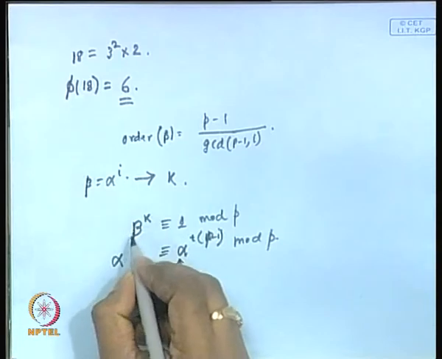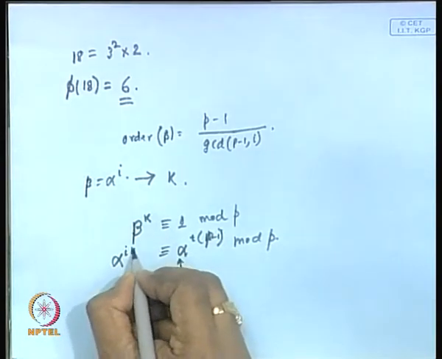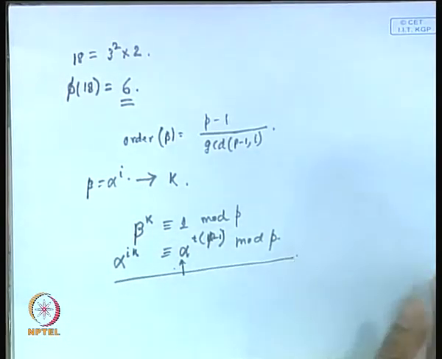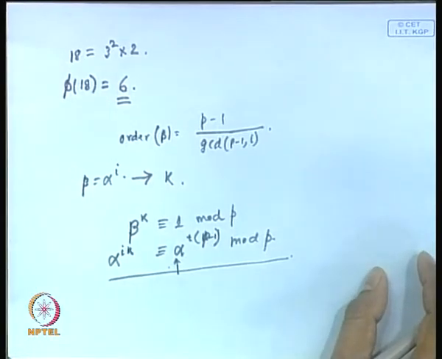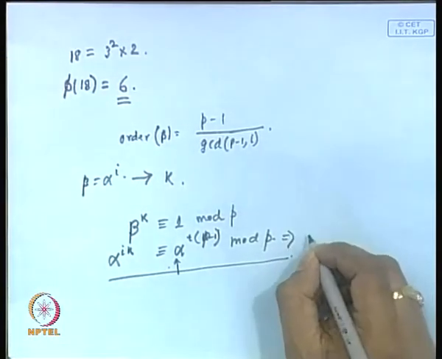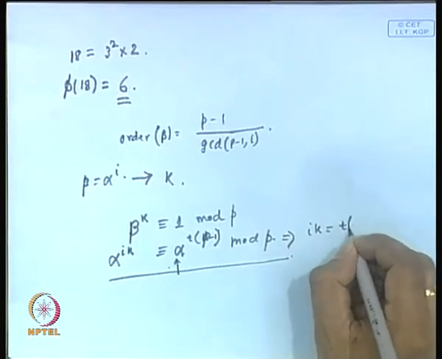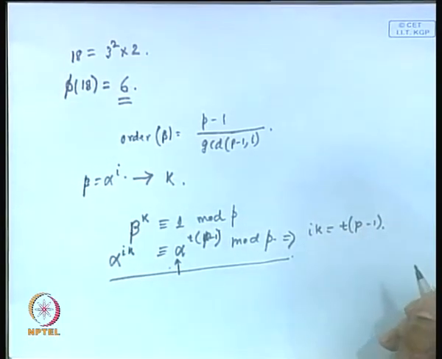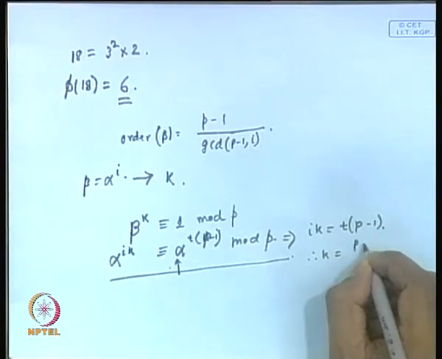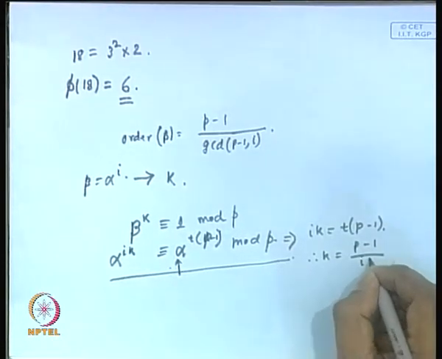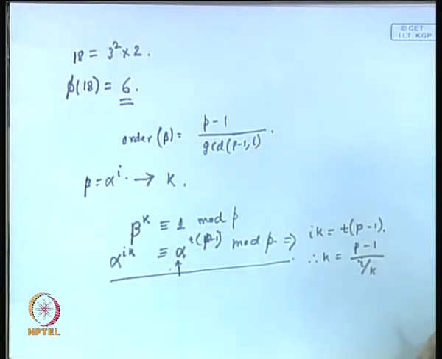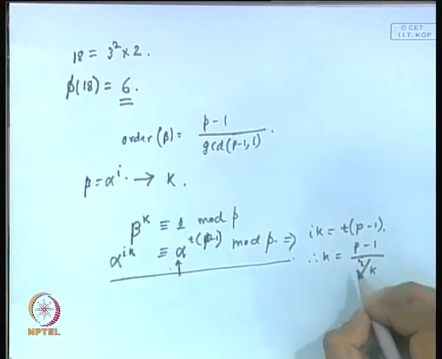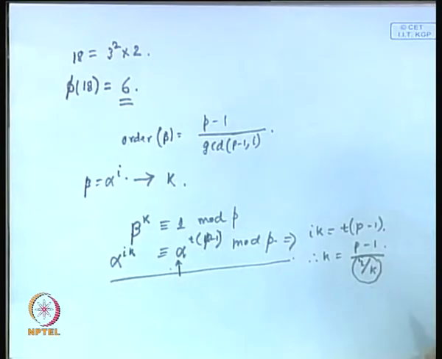So what about the left hand side? It is beta to the power of k. So that is alpha to the power of i k, equal to alpha to the power of t into p minus 1. So from here I can write that i k equals t into p minus 1, and therefore k is equal to t into p minus 1 divided by i. Now certain things become observable from here: first of all, i k has to divide p minus 1, because otherwise k is not an integer.